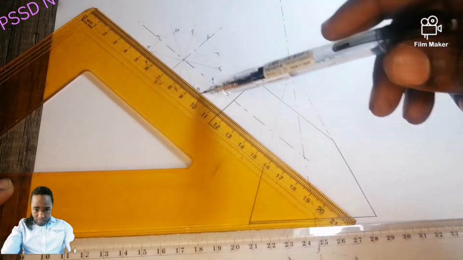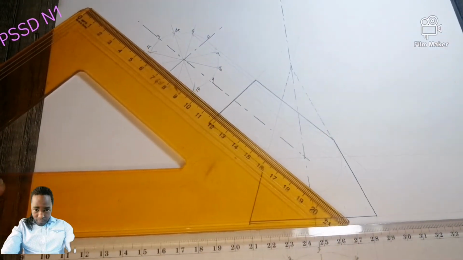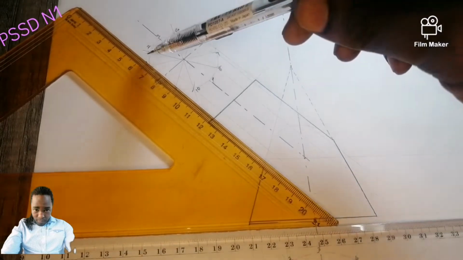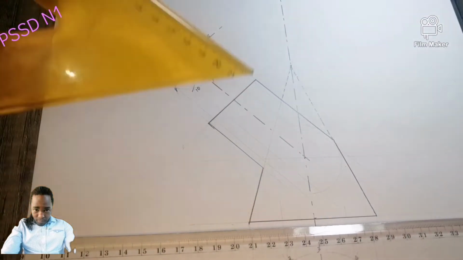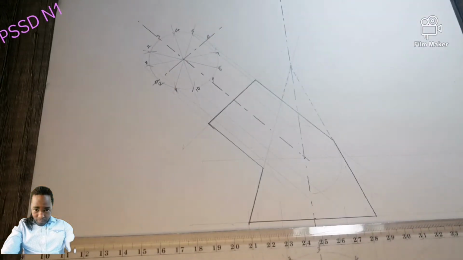Then 2 and the 10 go down. 1 and 11 go down. And then 12 and the 0 is already there. So let's get to the line of penetration now.